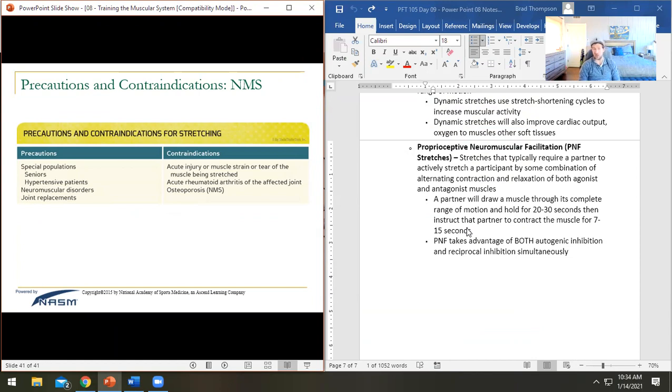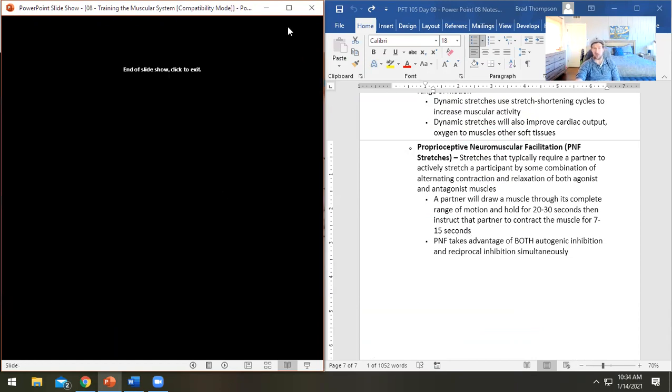If they have hypertension, be cautious with this type of thing. Seniors, be cautious. Their tendons are very tight. Joint replacement therapy, be careful with that. But it's taking advantage of both situations, autogenic and reciprocal, right?